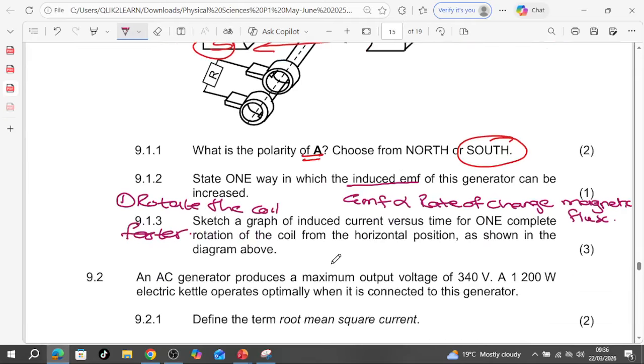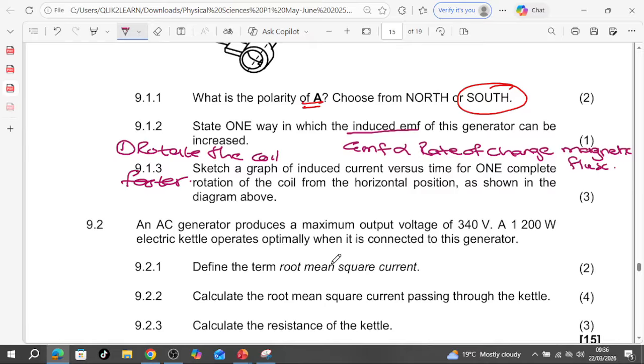The number of turns. Or we can increase the area of the coil. Just give them any answer that you think will be best. So sketch the graph of the induced current versus time for one complete rotation of the coil from the horizontal position as shown in the diagram below.